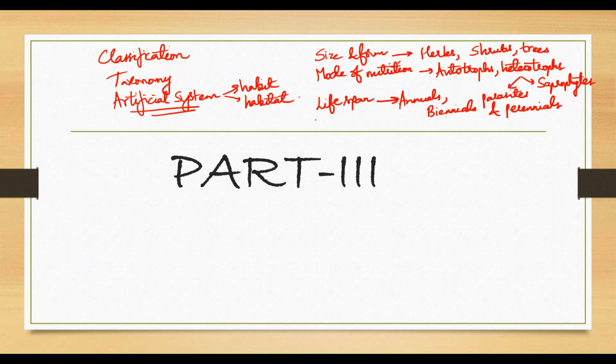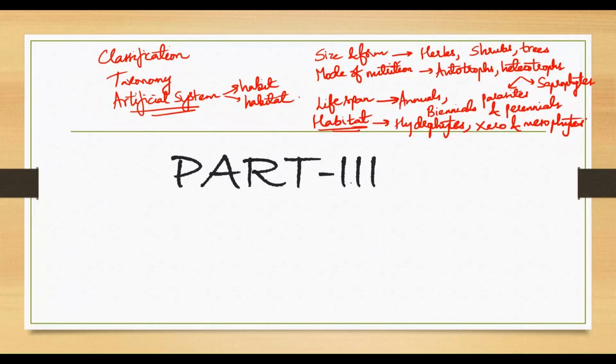Plants can also be classified based on the habitat. What is meant by habitat? The place where the plants live. They can be classified as hydrophytes, xerophytes, and mesophytes. Right? So, this is what we discussed in our part 1.